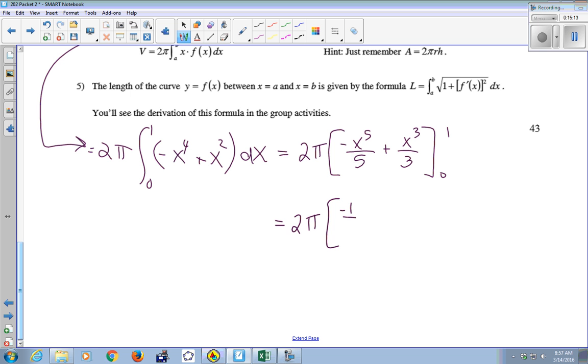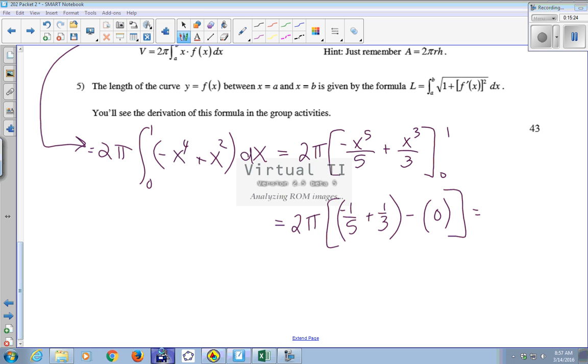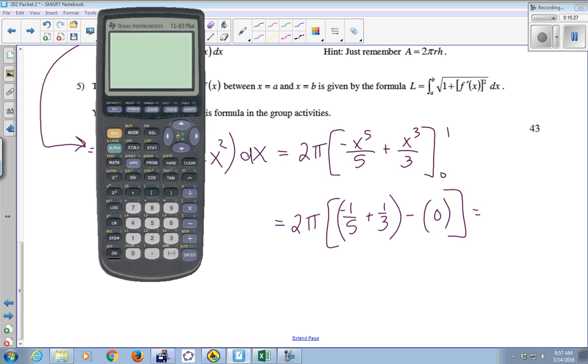So this becomes negative 1/5 plus 1/3. That's what you get when you plug in the 1. When you plug in the 0, you get 0. Negative 1/5 plus 1/3 is 2/15ths. So I have 2 pi times 2/15ths, which is 4 pi over 15.